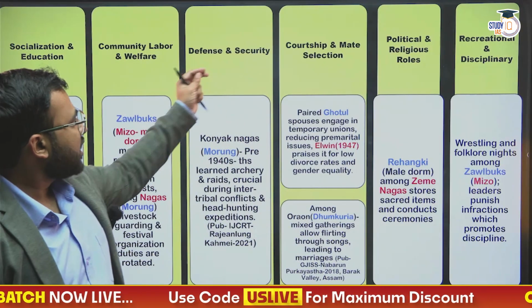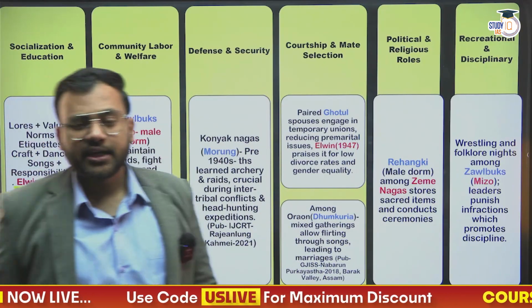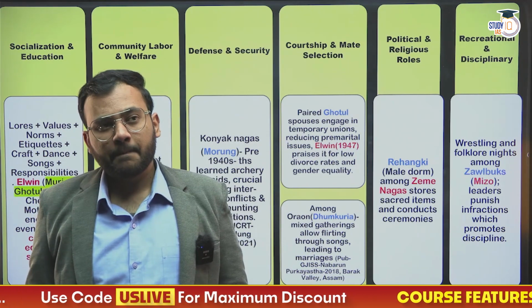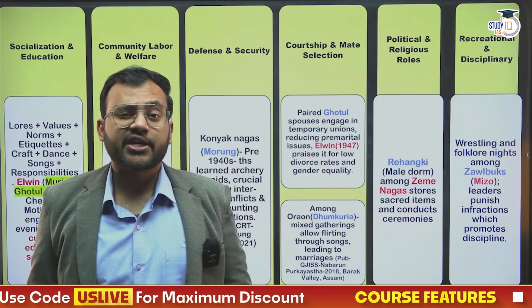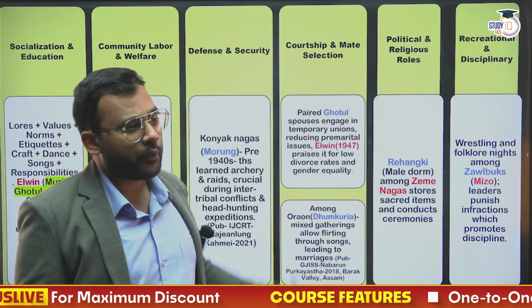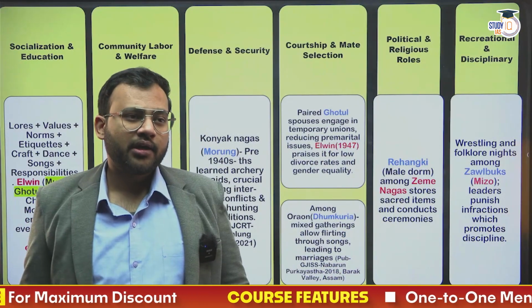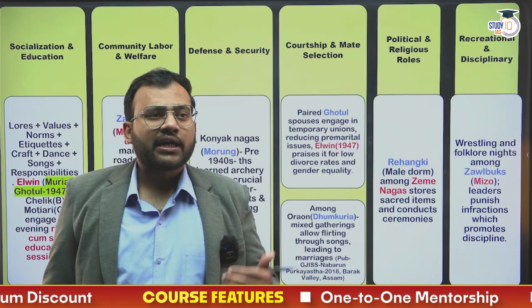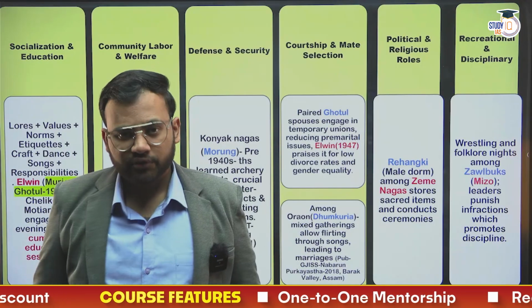Next is the courtship and mate selection. A lot of description, colonial description, has labeled these youth dormitories as sexual havens. Always highlighting this individual point of courtship and sexual interaction among the members of the youth dormitories. But it is one of the role rather than the complete picture of the youth dormitories.